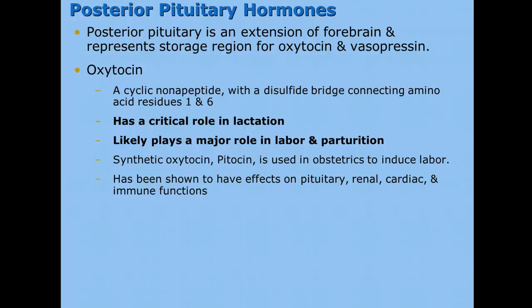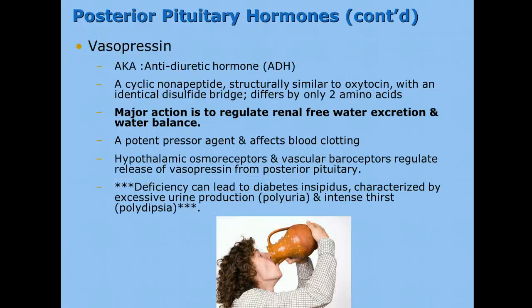I think everybody's heard of somebody who's been in labor where the labor is not progressing or they're induced and they gave them Pitocin in an IV. Pitocin is a synthetic form of oxytocin, and it causes the uterus to contract. It's also been shown to have effects on pituitary, renal, cardiac, and immune functions. But the major role is labor, parturition, a little bit of lactation.